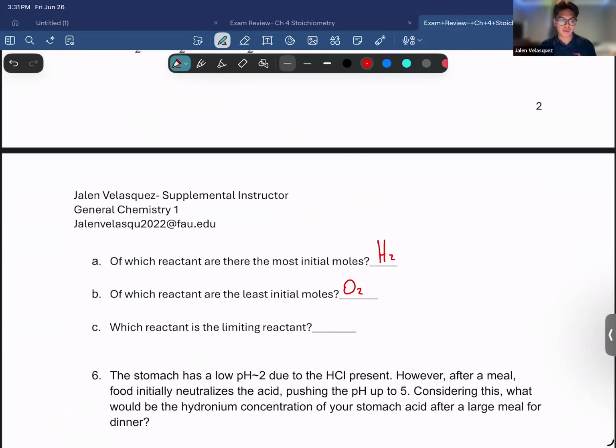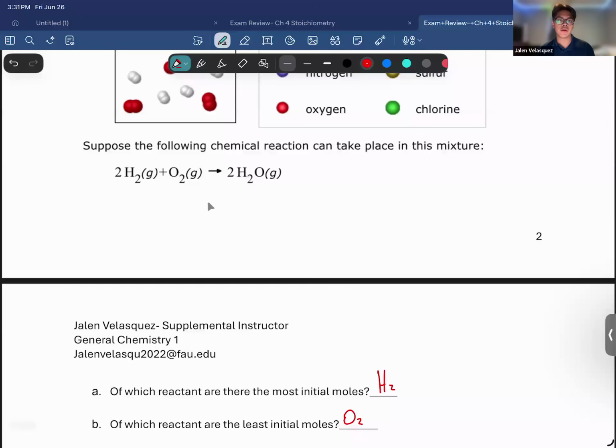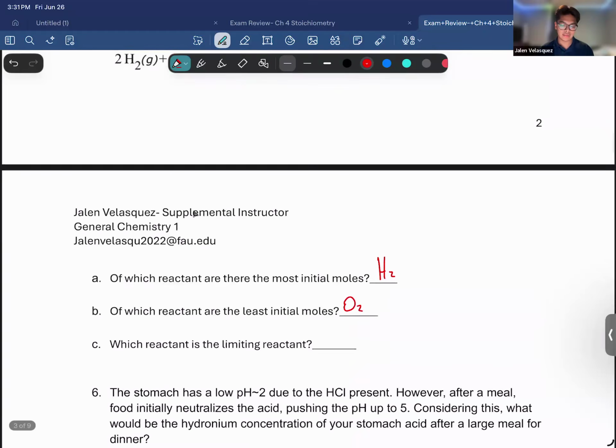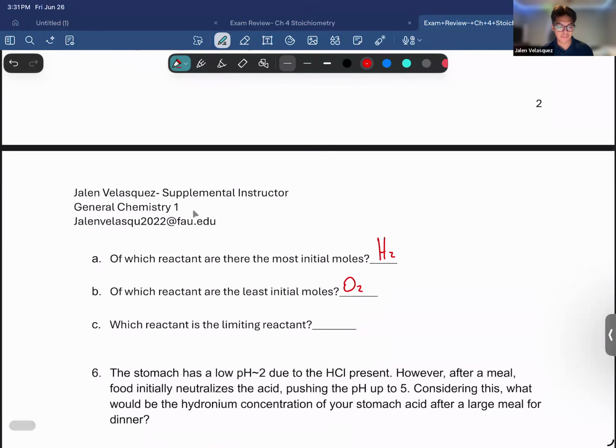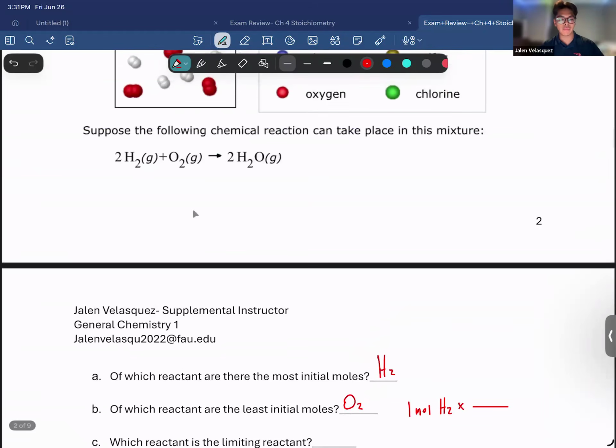And so here we have our balanced equation. We could make up numbers here. Say you have 1 mole of H2 that reacts to make the water. We can go from the moles of each of these reactants to the moles of this product, and from there we can figure out what's limiting, right?